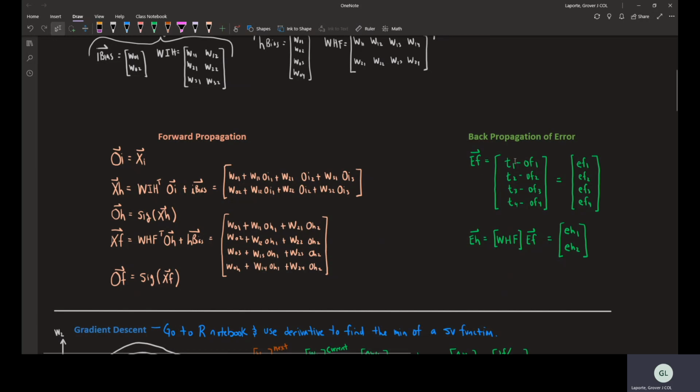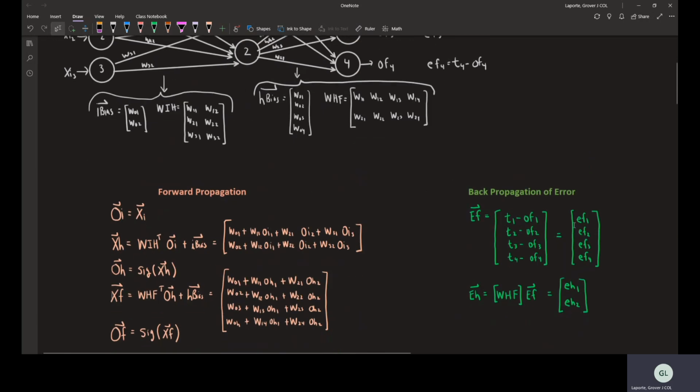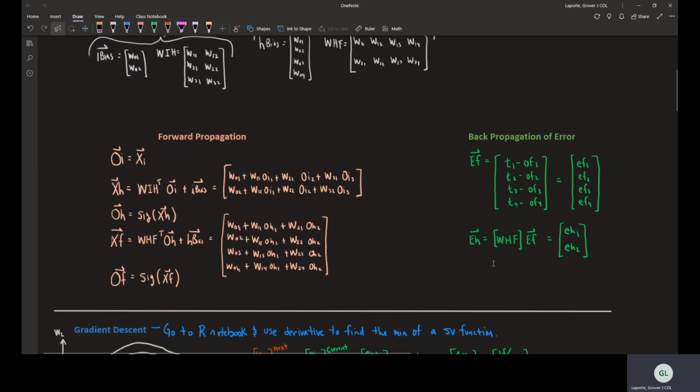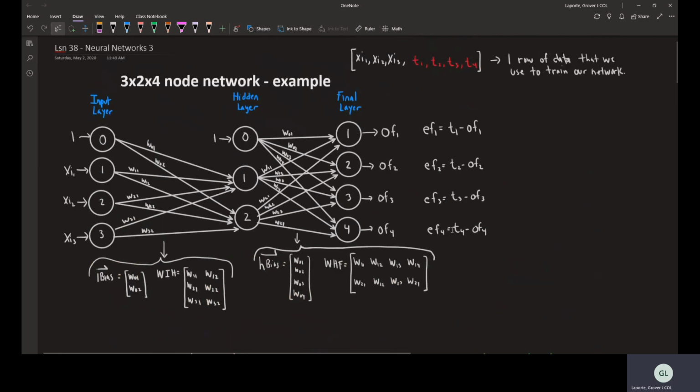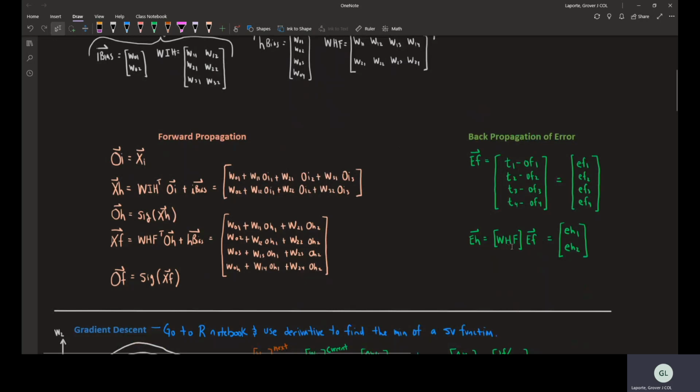For the final layer, for each one of those nodes, all you do is subtract. Again, it's right here, what I call EF1 through EF4. And then the error associated with each one of your nodes in your hidden layer, right? The error in each one of these 2 nodes is your WHF matrix times EF. All we're saying there is we're getting rid of those proportionality constants to make our life a little bit easier. Go back to last video, we proportioned the amount of weight that we assign to each one of those errors.